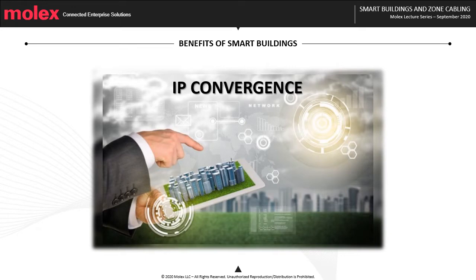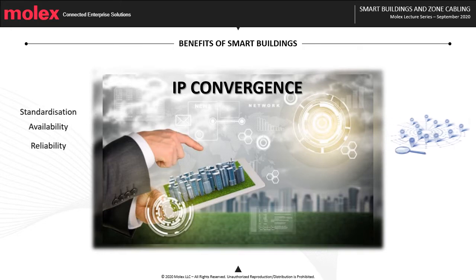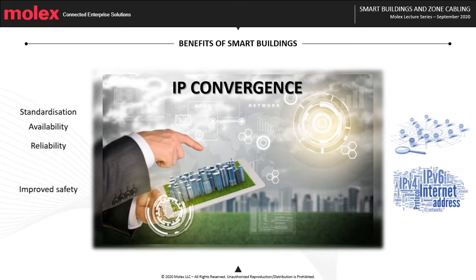So, IP convergence. IP convergence enables the sharing of resources across applications and provides high levels of standardization, availability, reliability, and support for new deployments. Another key benefit of all IP networks is the improved safety. Unlike conventional field bus systems, IP has built-in safety features for authentication and access control.